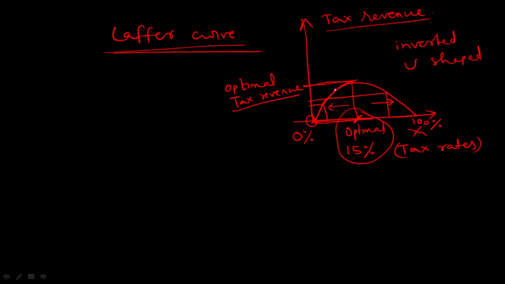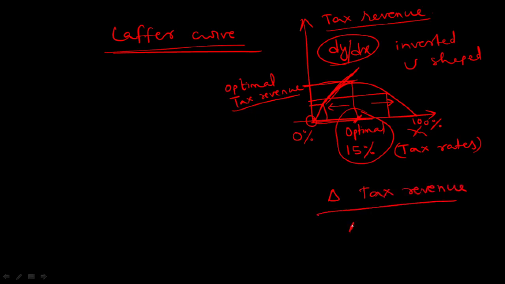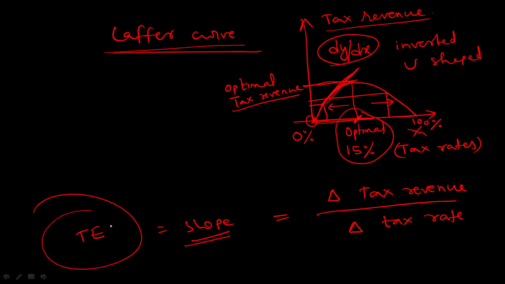Now, what about the slope? We know slope is nothing but dy by dx, for people who can understand mathematics. So slope is nothing but change in tax revenue on change in tax rate. This is nothing but the slope. Slope of the Laffer curve is simply change in tax revenue divided by change in tax rate. This is nothing but tax elasticity. So the slope on the Laffer curve gives us tax elasticity.